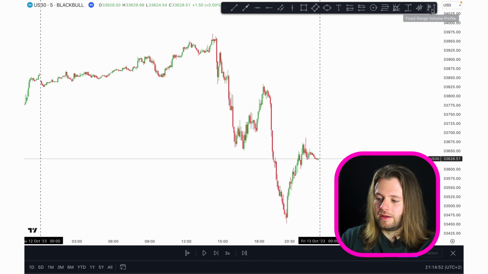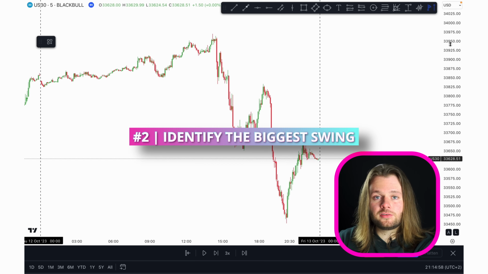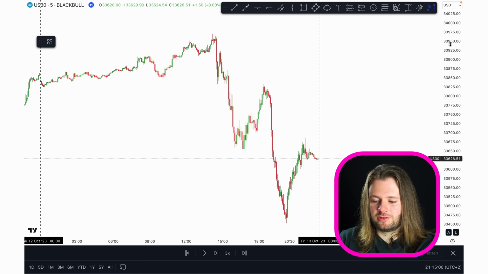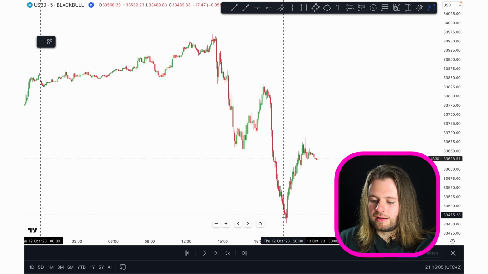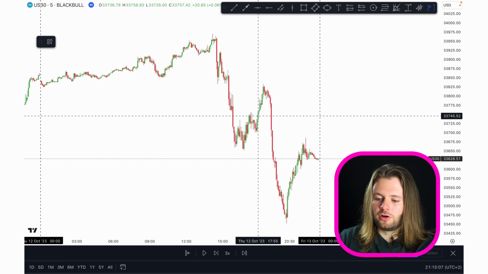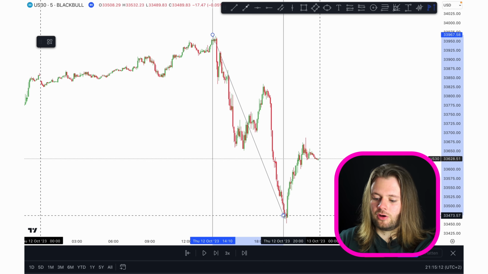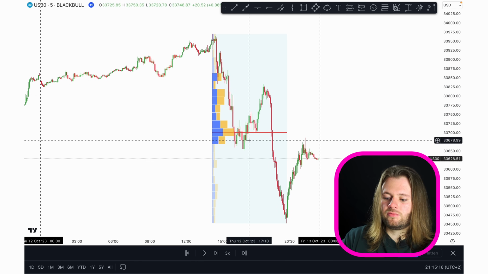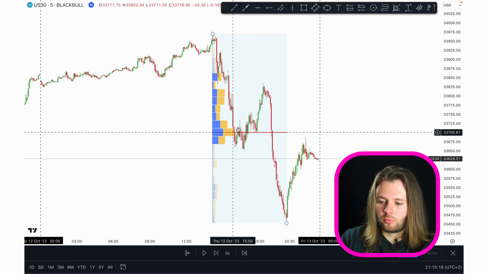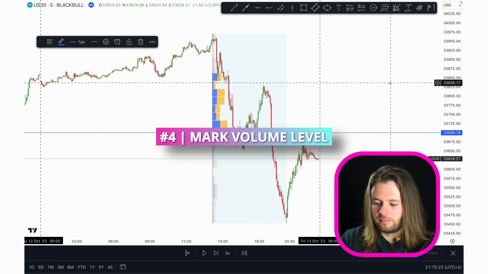Next, we are going to go ahead and select the fixed range volume profile. After selecting this, we want to identify the biggest swing of the previous trading day, which we can obviously see is from this level right here, all the way down to this level right here. So we are going to click right there at the swing high, drag it down and click right there at the swing low. Now we will receive our volume level. We want to select a horizontal and solidify that volume level.